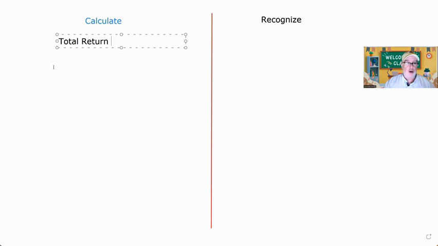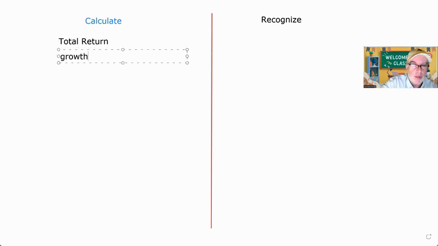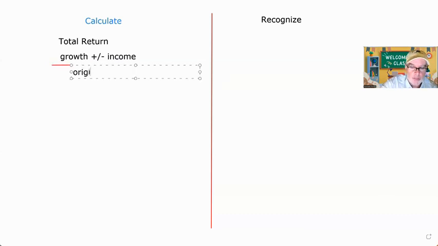So again, total return is your growth plus or minus income. That's dividends and cash, right? Divided by your original cost. So that's what it is. It's your growth plus or minus income, even if you lose money. If you lose money, you have to count that. So if you buy stock at 30 and it goes down to 26, that's a -4. Then whatever dividend affects it, and then you divide by the original. Total return is definitely one of them.